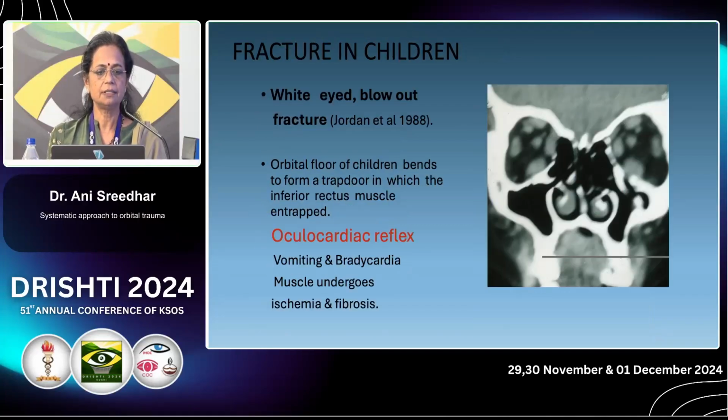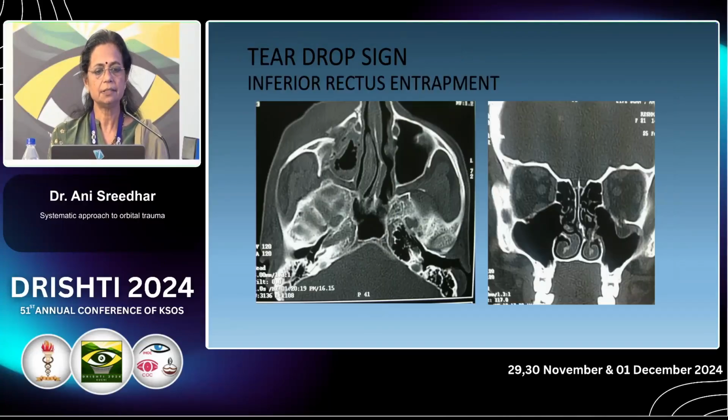And see, in children, that's a trapdoor fracture. The inferior rectus is trapped there. So what happens when the inferior rectus is trapped? There will be the oculocardiac reflex. There will be vomiting and bradycardia. The child is usually admitted in the neurosurgery ICU, and nobody will test the movements. This is the teardrop sign, the classical sign when you get a trapdoor fracture, that is, the inferior rectus or the tissues around the inferior rectus will be entrapped.